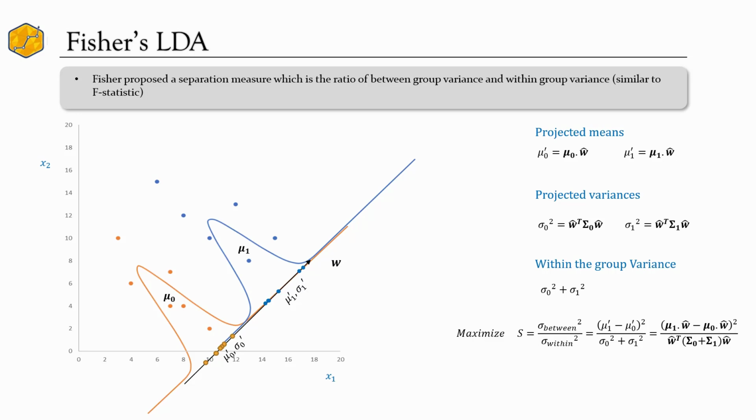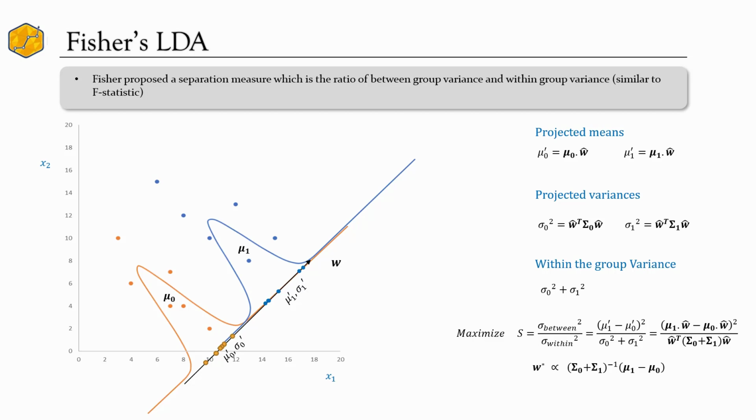And this is the exact same theme in the F test as well. All right, hence this is called Fisher's LDA, and he proposed this statistic. So we maximize the ratio of between group variance and within group variance. And to maximize this, we have an analytical solution: the optimal vector W.